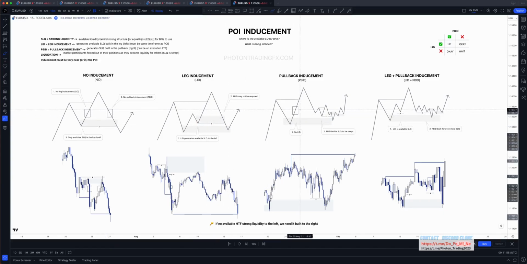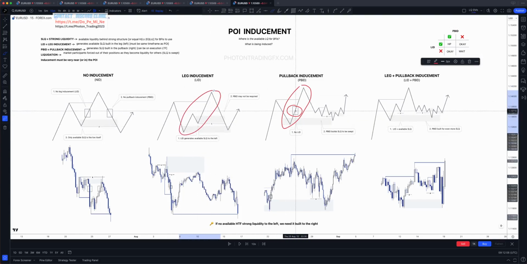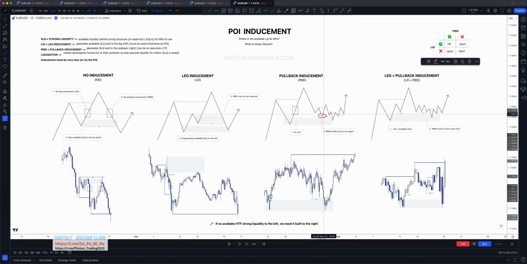Okay? Here, this is where there's nothing, there's no LID. There's nothing in the left, right? There's nothing in this leg. This is LID, the leg to the left. Here, there is no low. So what do we need to do? We need to wait for it to be built to the right. This is a low that broke a high. Now we have a strong low. We have our strong liquidation. We can look to get involved.